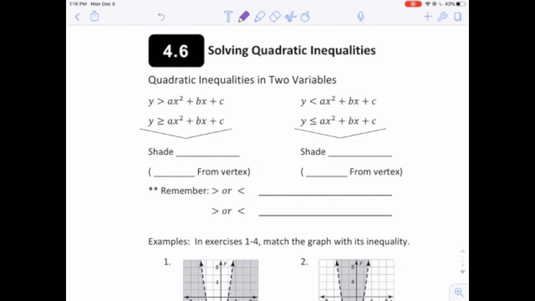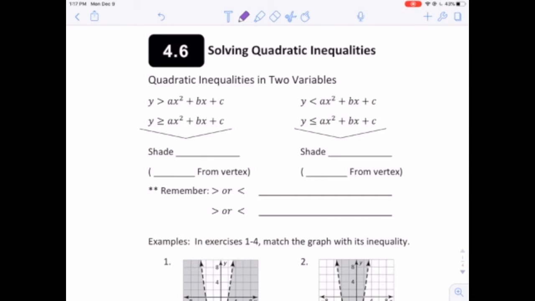Notice that this is basically our standard form of a quadratic except for one of our four inequality symbols substituted in instead of an equal sign. So that's the difference between an equality, or something that has an equal sign, and an inequality. It's the symbol that you see.